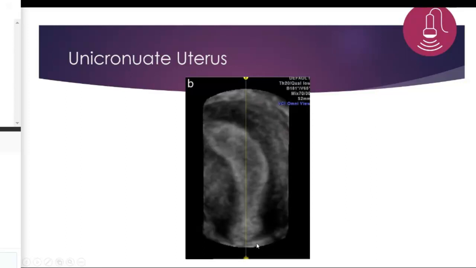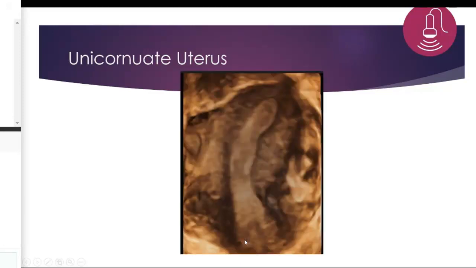So here we have another nice 3D image of a unicorn uterus. So hypoechoic on the outside here, this is the myometrium, so the muscle of the uterus. And then we have the echogenic endometrium going off to one side, and the other side is gone. So no horn on this side, one horn on the left, so unicornuate uterus. Again, so opposite side here, the horn is on the patient's left side here. So echogenic endometrium, and then we have the hypoechoic myometrium surrounding it.